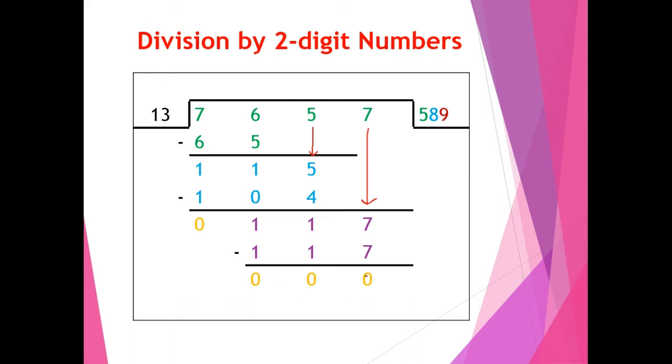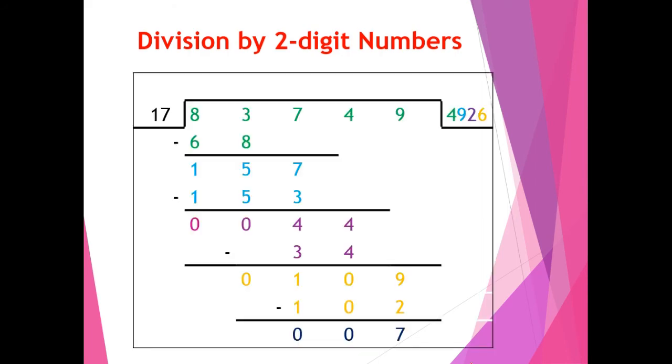In the last step, we will subtract them. 7 minus 7 is 0, 1 minus 1 is 0, 1 minus 1 is 0. So there is no remainder. It is completely solved. So you can say that 7657 is completely divisible by 13. The quotient is 589 and the remainder is 0. Now move toward the next example.